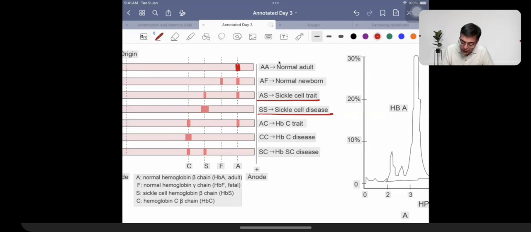When do we say sickle cell disease? We use the term sickle cell disease when both the genes are affected. When both the chains are affected, both beta chains are affected. And we use the term sickle cell trait when only one chain is affected.